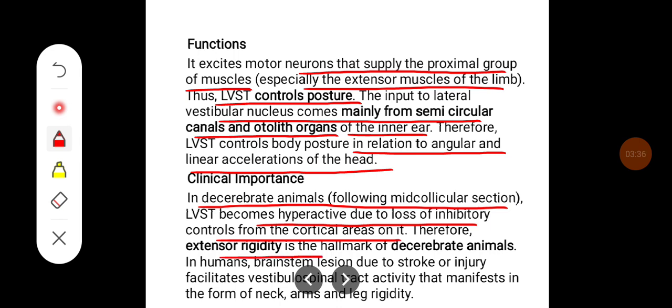Therefore, extensor rigidity is the hallmark of decerebrate rigidity in decerebrate animals. In humans, brainstem lesions due to stroke or injury facilitate vestibulospinal tract activity that manifests in the form of neck, arm, and leg rigidity.